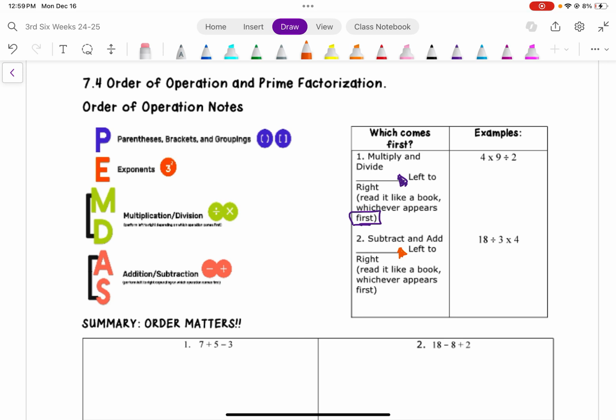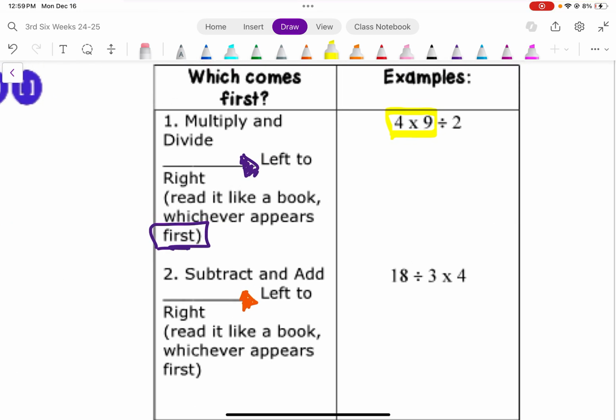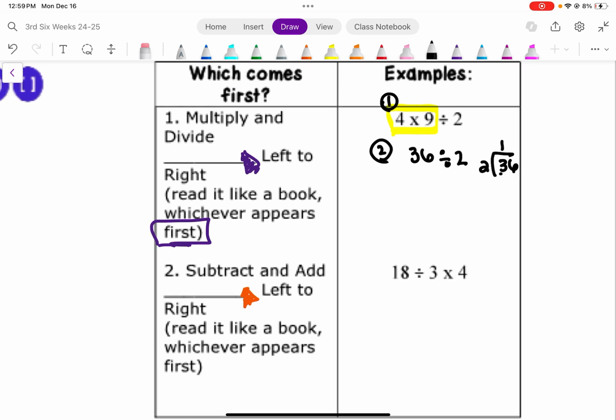So for example, which one are we going to do first? 4 times 9 divided by 2. We're going to do 4 times 9 first, which is 36. We're going to bring down divide by 2. So our second step here would be 36 divided by 2. Don't forget that you need to solve it in like the shape of a pizza. So 36 divided by 2, the last step here would be 18.